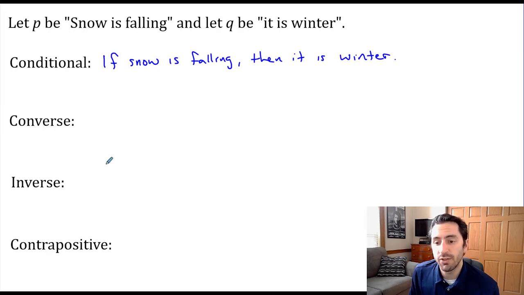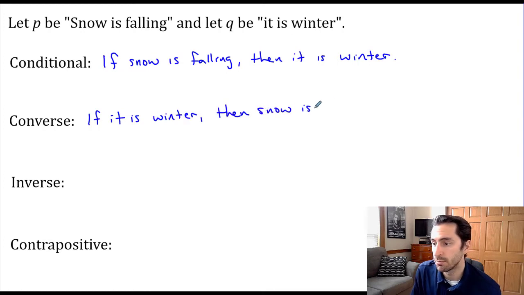Our first related conditional is the converse. For the converse, we just need to switch the hypothesis and the conclusion. So here we have, if it is winter, then snow is falling. Just switching the beginning and the end of our sentence. The second related conditional, the inverse, we're going to go back to the original conditional, and then we're going to negate the hypothesis and the conclusion. So here we're going to have if snow is not falling, then it is not winter.